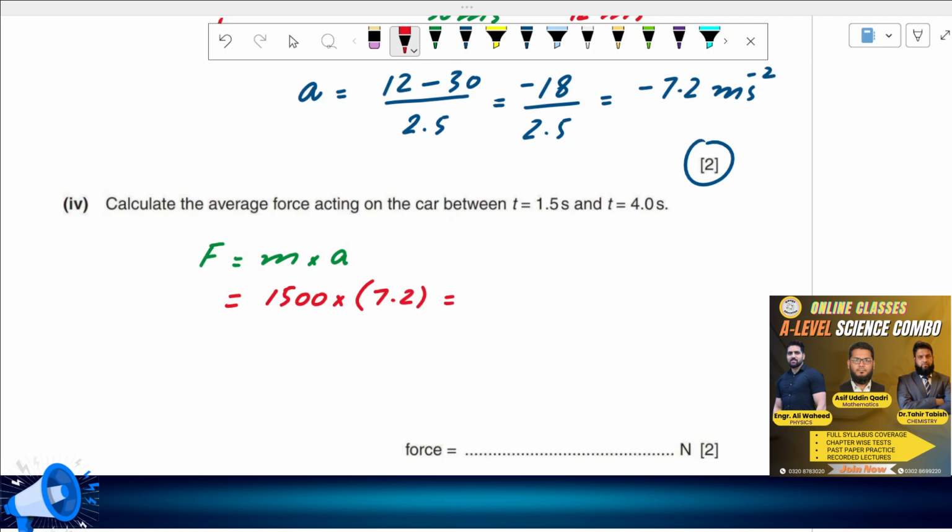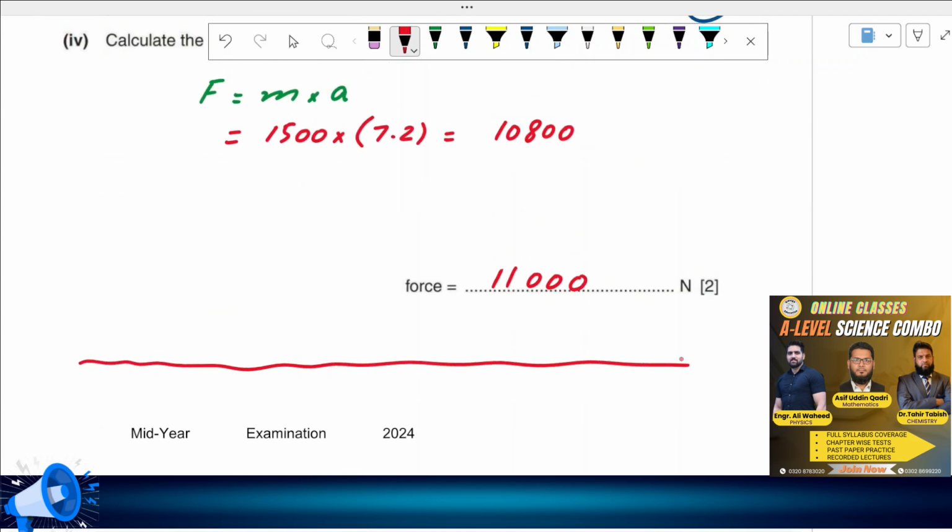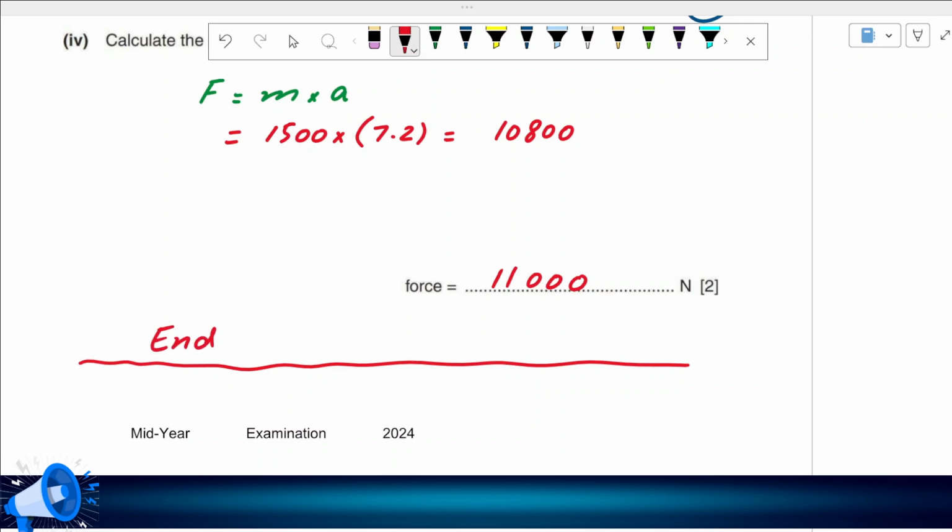So we get 7.2 times 1500, 10800, or in 2SF, 11,000. So 2SF is also acceptable, 3SF is also acceptable, and you can write it with the positive sign or with the negative sign. Either way the answer would be acceptable. So we'll just end the first part here and start off the remaining of the page.